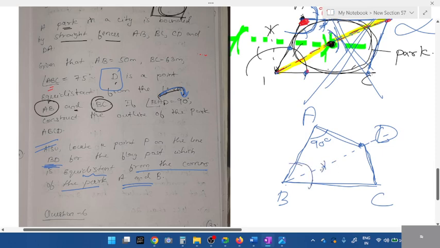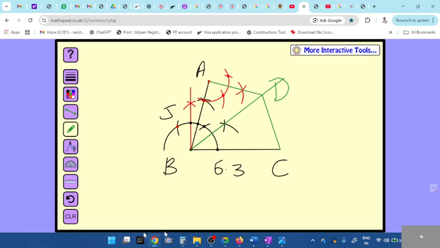Now we need to plot a point on this line BD. That should be at equal perpendicular distance from AB. That is what they mentioned, A and B. Remember, if just two things are given, it is a straight line, a perpendicular bisector, of AB. Let me draw the perpendicular bisector.